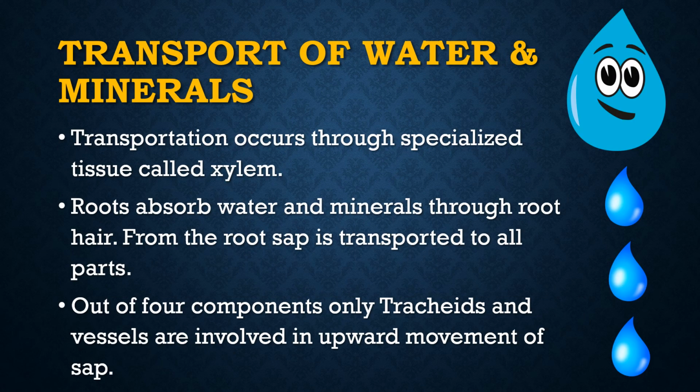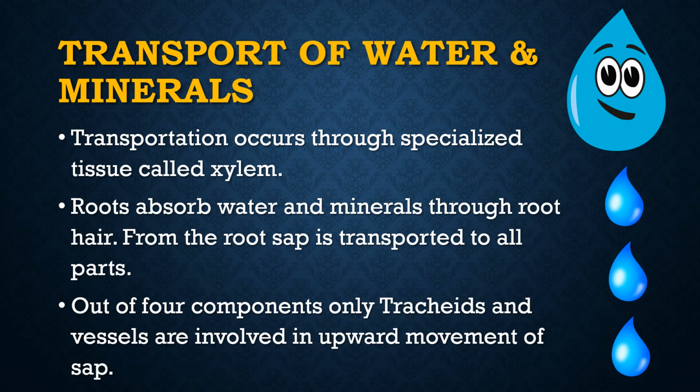Now we will study how transport of water and minerals occurs. I already told you they are transported through specialized tissues called the xylem. Especially in the roots, root hair, they do this job because they are very thin walled. So root hair absorb water, and then the sap, means water plus minerals, is transported to all parts.